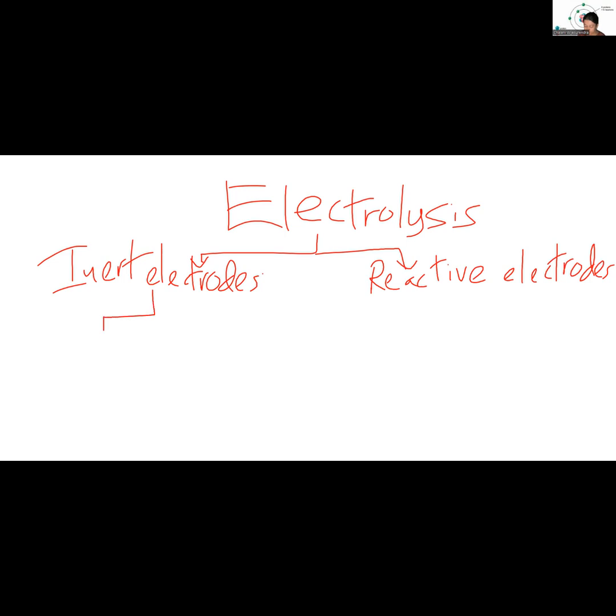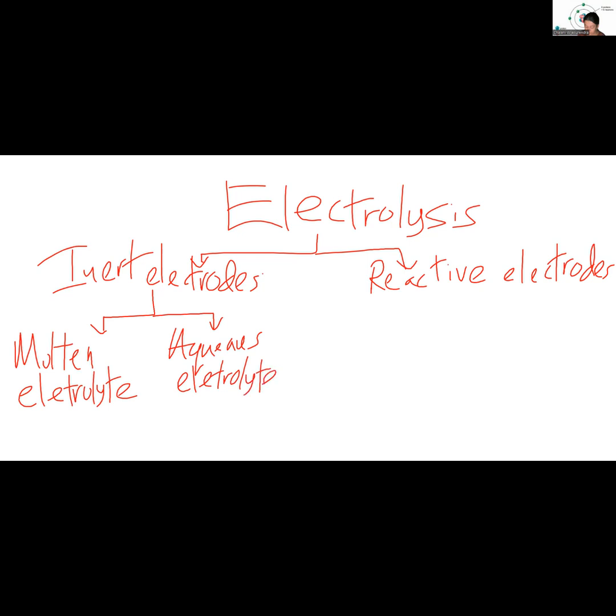We can now consider the electrolyte with the inert electrode. If we take molten electrolyte, then the other one was aqueous. Under aqueous electrolyte also we had two categories. Because I have no space here, I'll just write here: dilute and concentrated. Two categories.